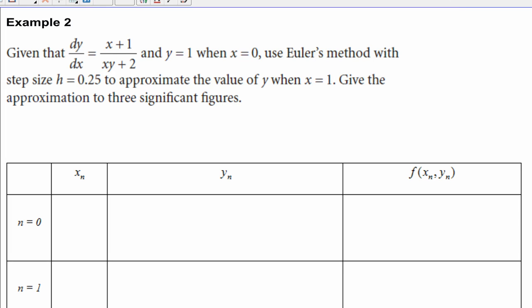Here is another example similar to the previous one. So we'll use the same method. First thing is just identifying the important things. The step size is 0.25.